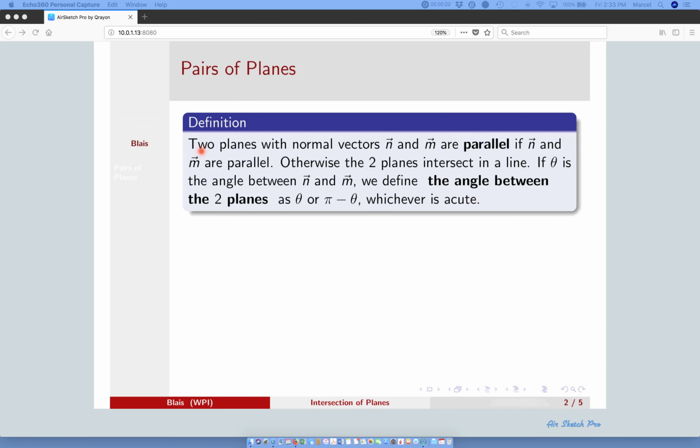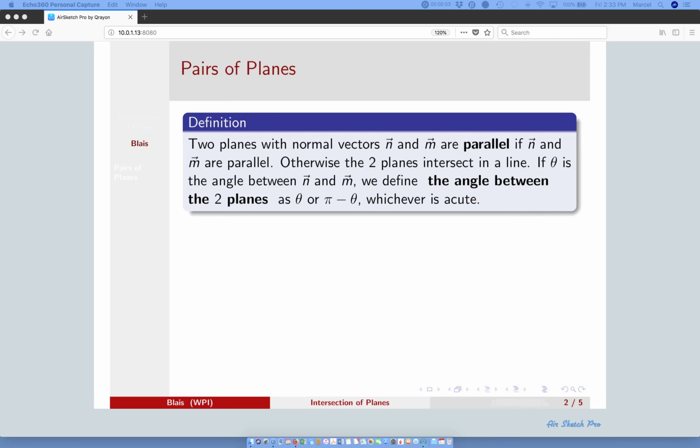So first, the definition. Two planes with normal vectors n and m are parallel if their normal vectors are parallel. That's the only case where two planes don't intersect. Think of, say, a ceiling and a floor. The two are parallel, they'll never intersect. If two planes in three-dimensional space are not parallel, then they have to intersect. And the way they intersect is in a line.